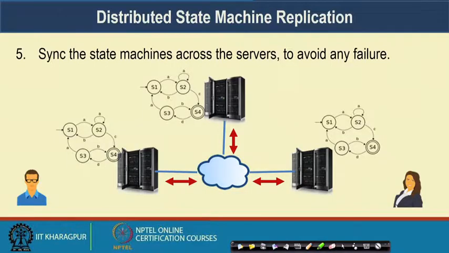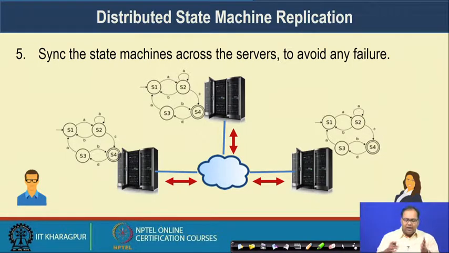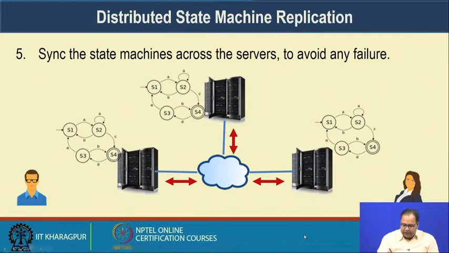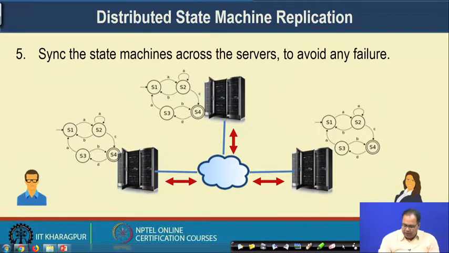Once these transactions are done, you sync the state machines across all the servers to avoid any failure. It may happen that this server, during the execution, has failed, and after some time it recovers. Once it recovers, it should get the updated state, that both Bob and Alice have transferred their share of the money. That update is done through synchronization of the state machine.